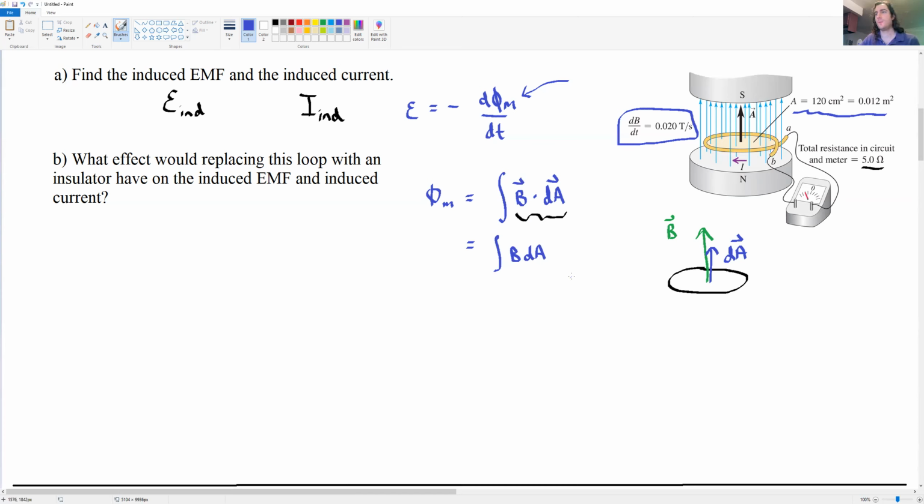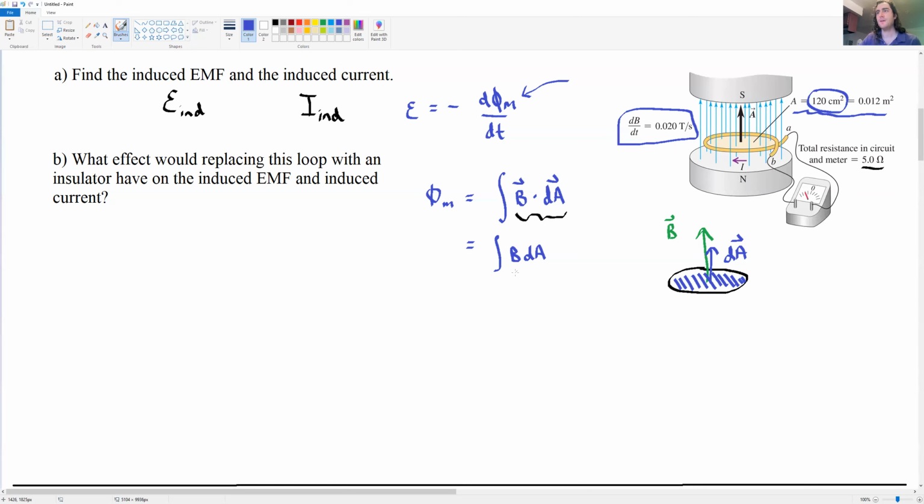And the area element here is just given by this disk that I'm highlighting here in blue. The area of that disk is simply pi r squared, right, for that disk. But that's actually just given to us as 120 centimeters squared up here. So we don't need to calculate a pi r squared for that. We can just take this value here.